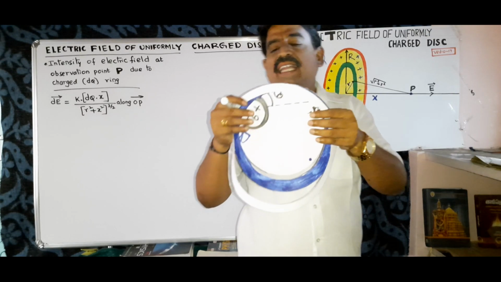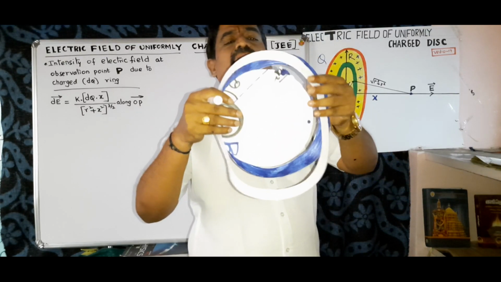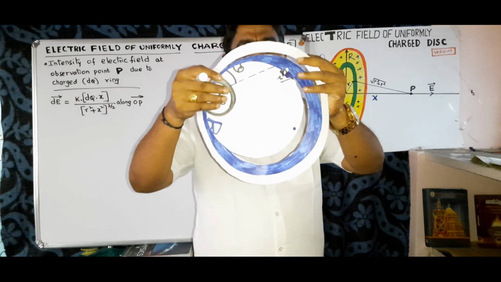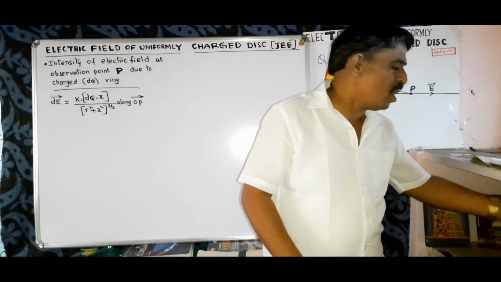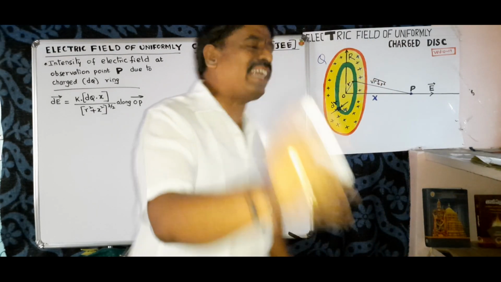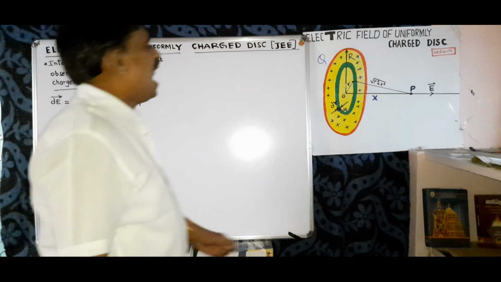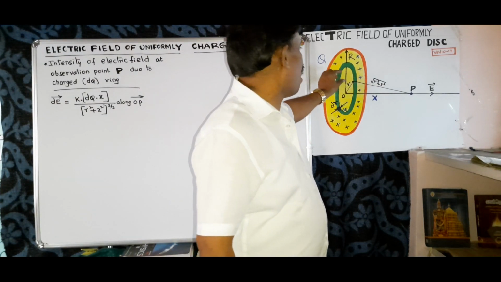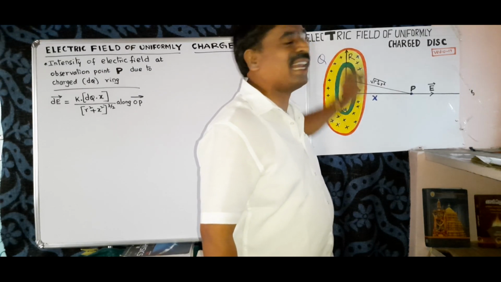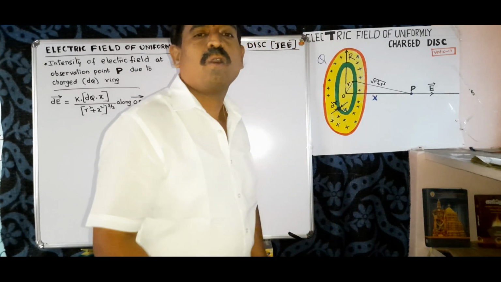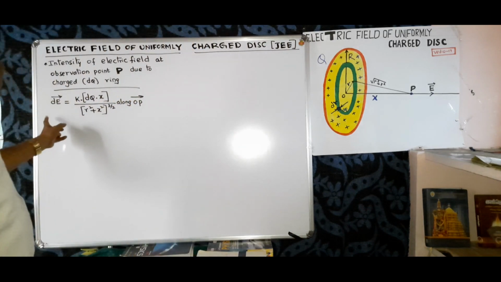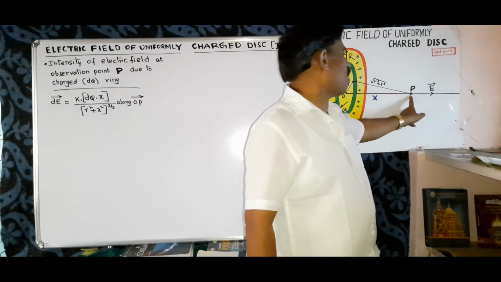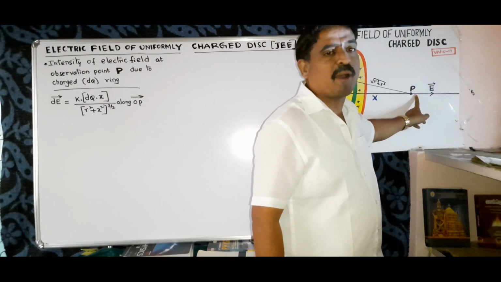Now, the disk contains a large number of smaller concentric rings. The total amount of electric field at the observation point due to all these smaller rings is obtained by integrating this, and we get the total electric field at the observation point P.